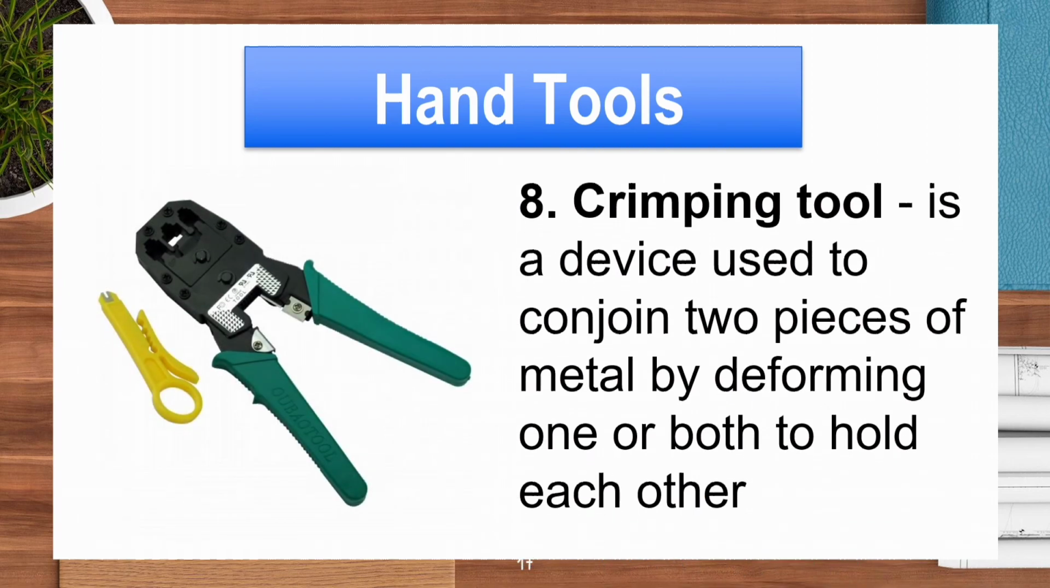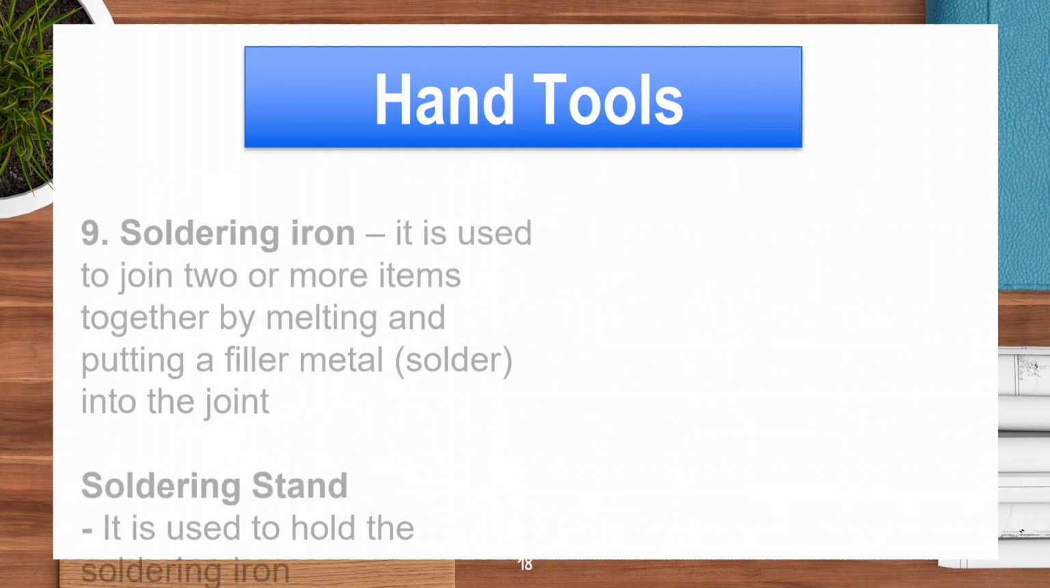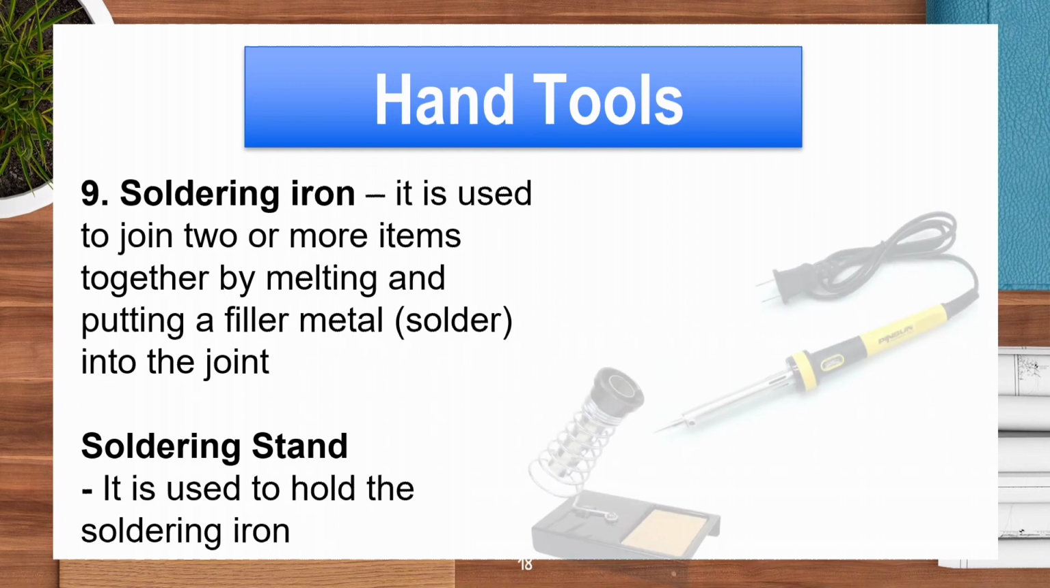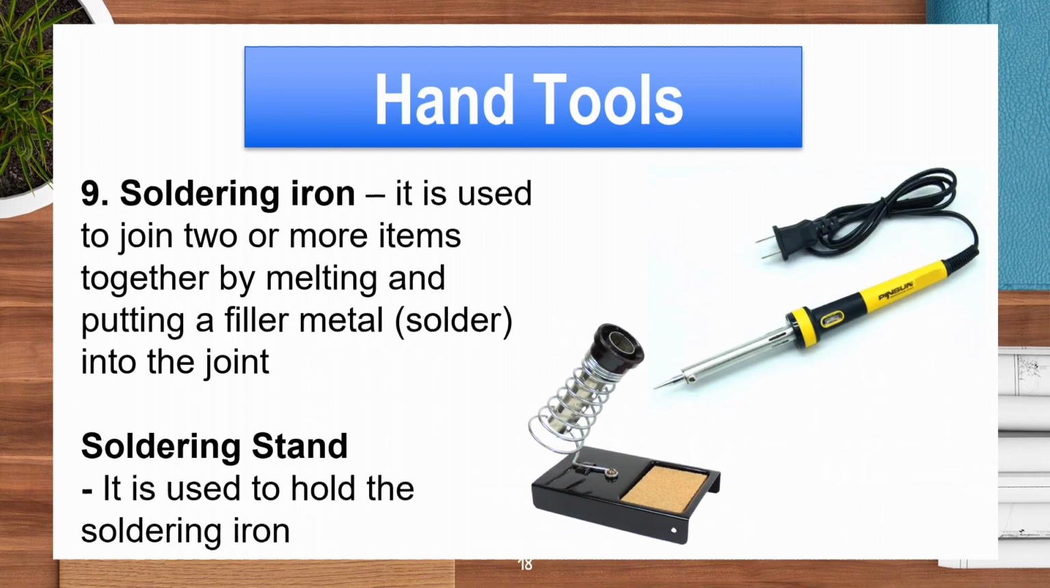8. Crimping tool. It is a device used to conjoin 2 pieces of metal by deforming one or both to hold each other. 9. Soldering iron. It is used to join 2 or more items together by melting and putting a filler metal or solder into the joint. Soldering stand. It is used to hold soldering iron.